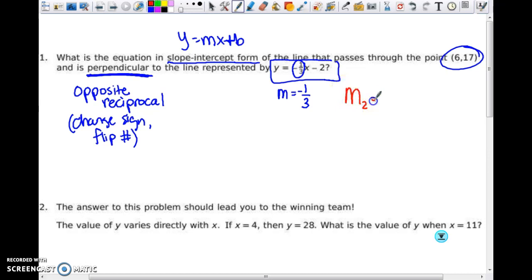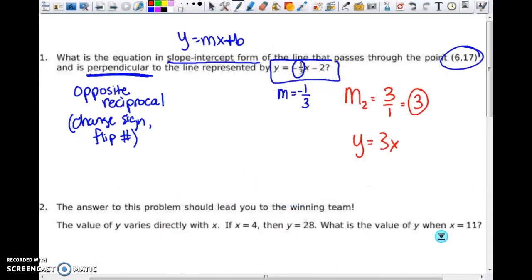So the second slope, right, what's the opposite of a negative? It should be a positive. And what is 1/3 flipped? It should be 3/1, which is just the number 3, right? So my slope of the perpendicular line should be 3. So I'm looking at an equation. It's going to have 3x, right?